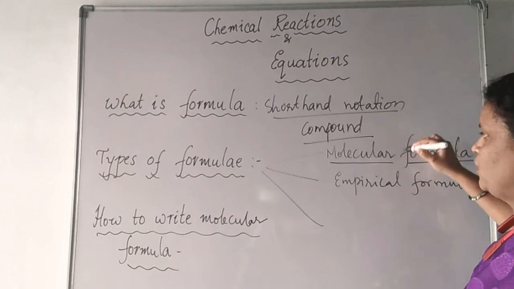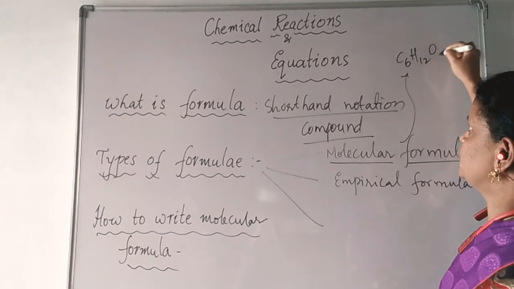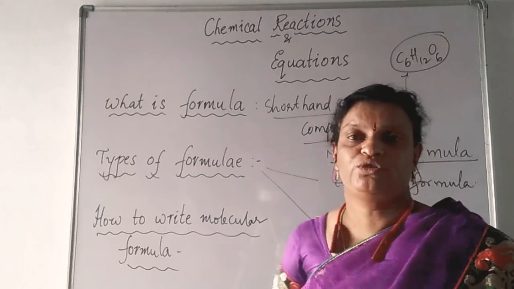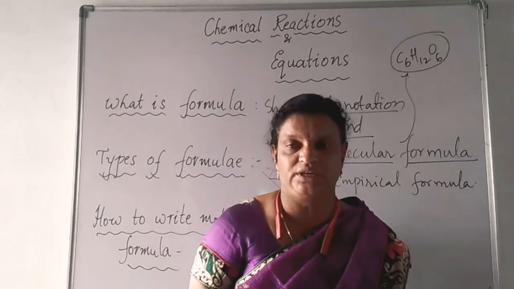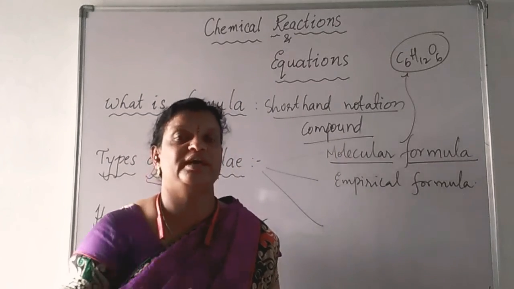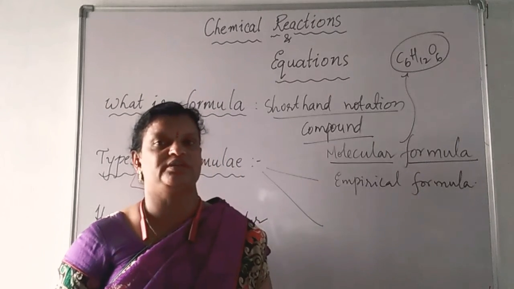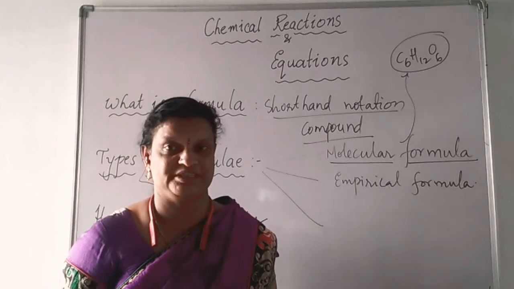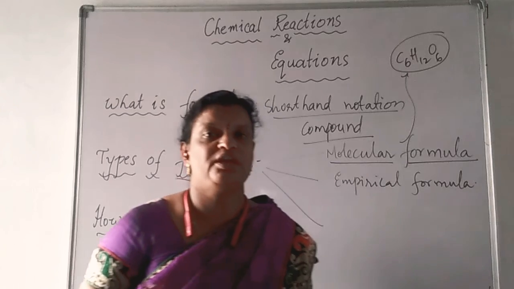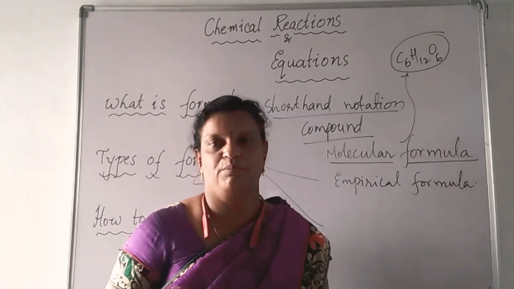Now here I will write the molecular formula for glucose as C6H12O6. In this C6H12O6 formula, we are able to see how many atoms are present and what types of elements: 6 carbon atoms, 12 hydrogen atoms, 6 oxygen atoms. So the molecular formula shows us how many atoms and what types of elements are present in this compound.